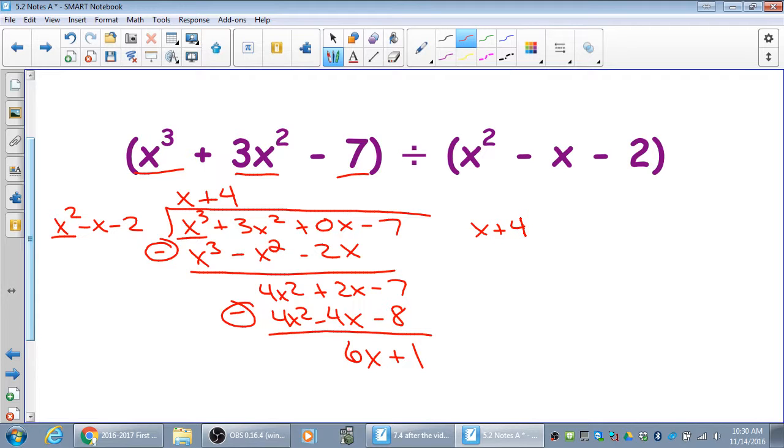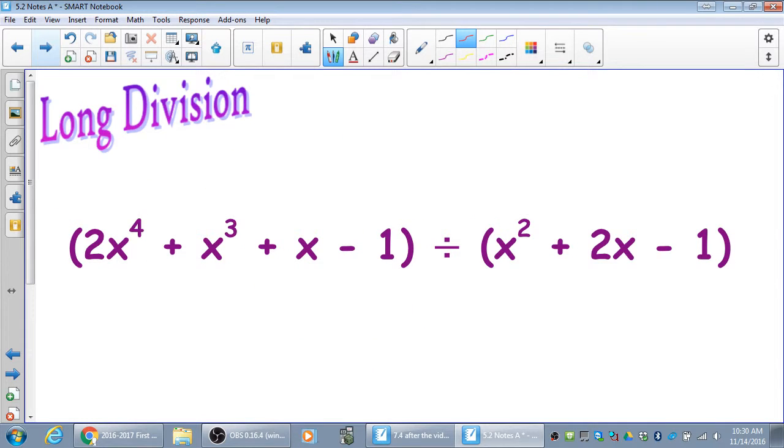That's the whole number. And then plus 6x plus 1 over x squared minus x minus 2. That's the fractional part. That's how you do long division. You take that last number and you put it over what you're dividing by. That's the fractional part. Same with variables. Questions? Once you get the process down, this is not that bad. It's just tedious. Definitely tedious. But once you get to the point where you can do this, I don't think it's that bad.